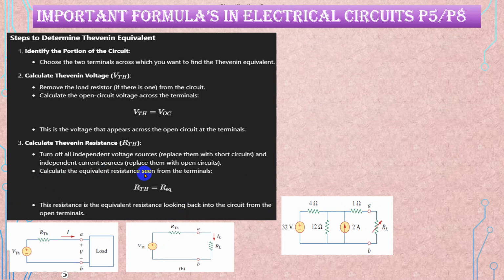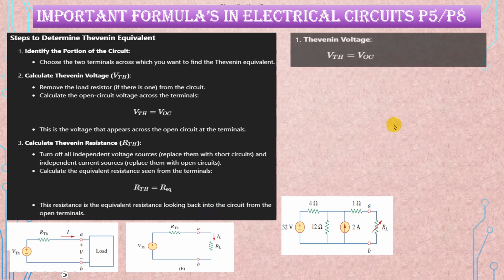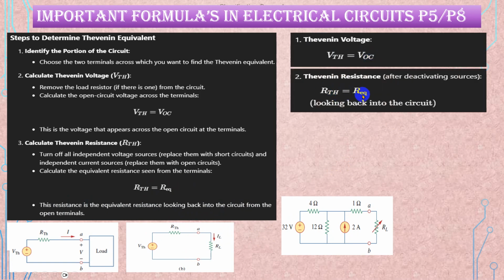So calculate the equivalent resistance seen from those terminals, by removing the independent voltage sources as short circuits and open circuiting the independent current sources. So R Thevenin is equal to R equivalent. This resistance is the equivalent resistance looking back, that is, looking from right to left into the circuit from the open terminals. V Thevenin is nothing but VOC, the open circuit voltage. R Thevenin is nothing but R equivalent, looking back into the circuit.